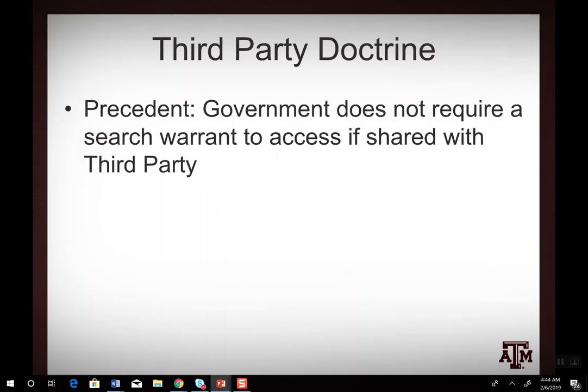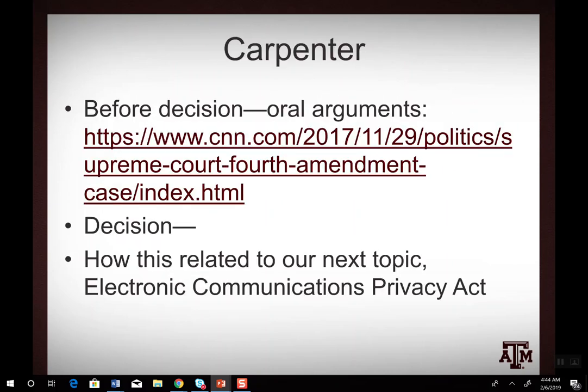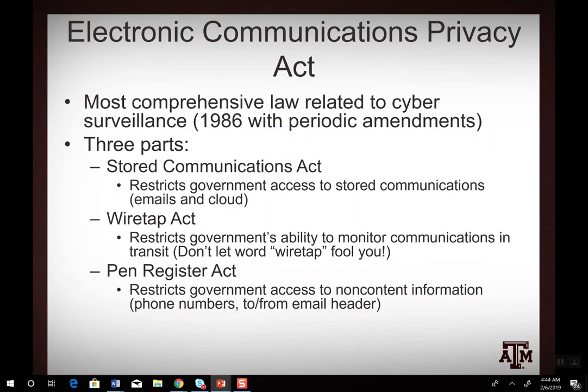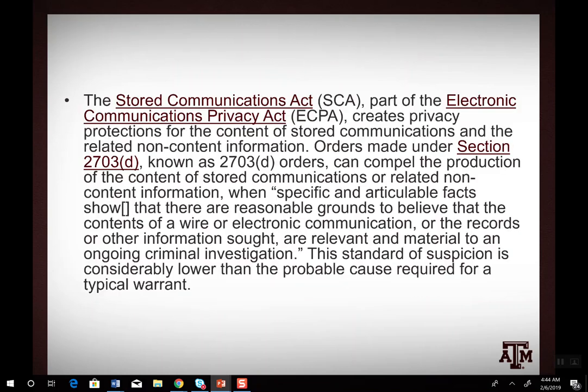So the third-party doctrine is that the government does not require a search warrant to access information if shared with a third party. That's what Carpenter overturned, okay? The government said, hey, his cell phone data is with the cell phone provider. So that goes back to this, but this is related to our next topic on the ECPA, and these are the 3 sections of that law we're going to talk about.